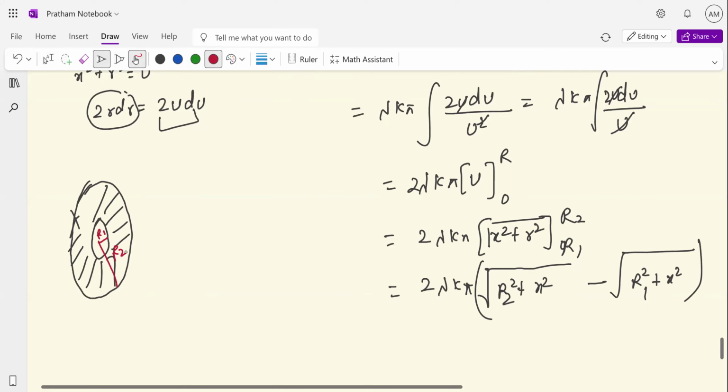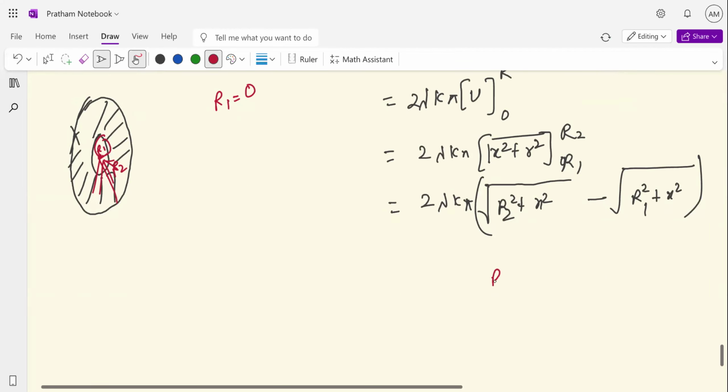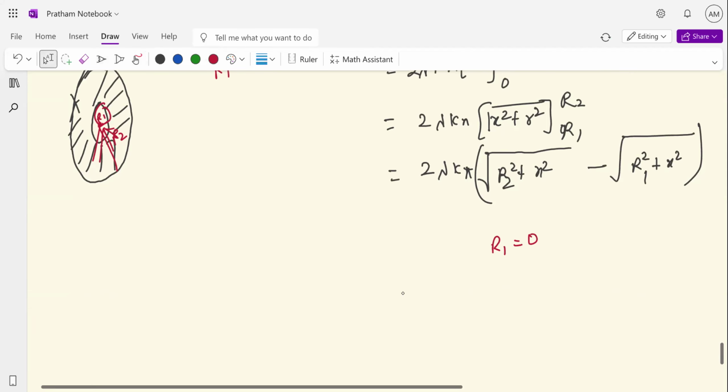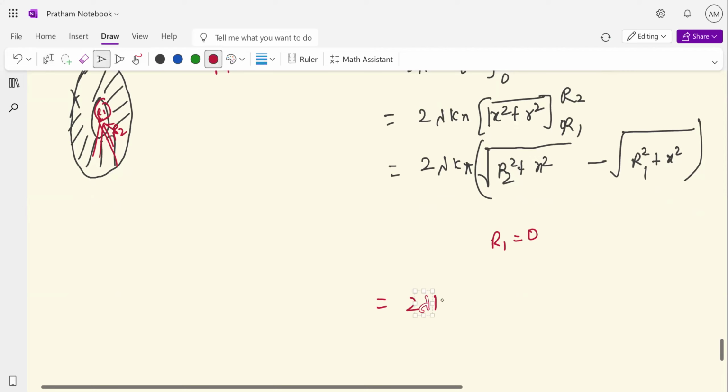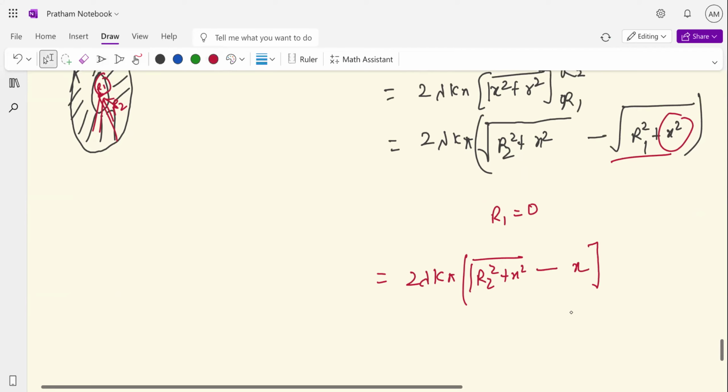Now if R1 is 0, it means you have a complete disk. From here to here, it means you have 0. If you put R1 equals 0, then what you are going to get is 2k pi times square root of R2 square plus x square minus, you will be left with only x square, and square root of x square will become x. Clear?